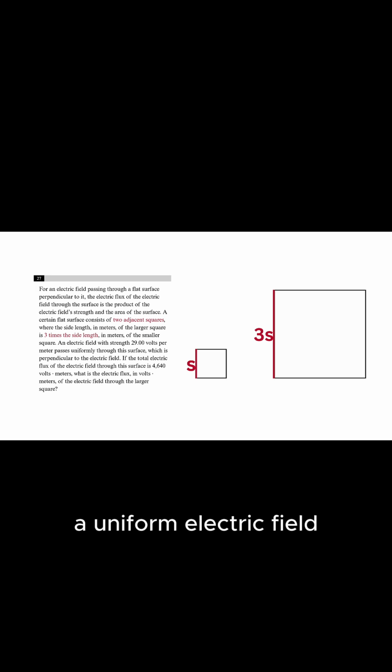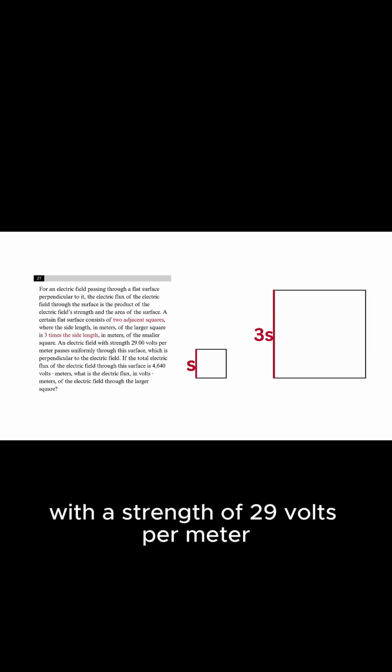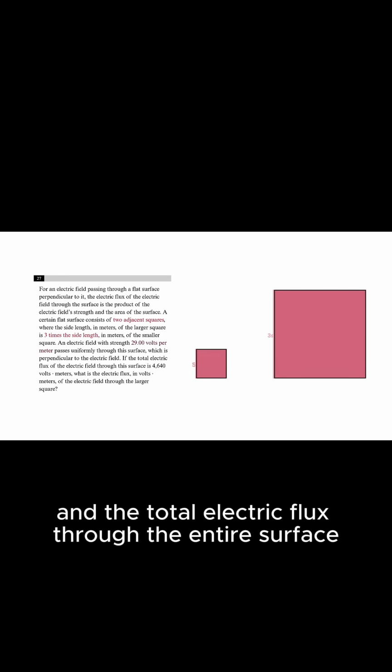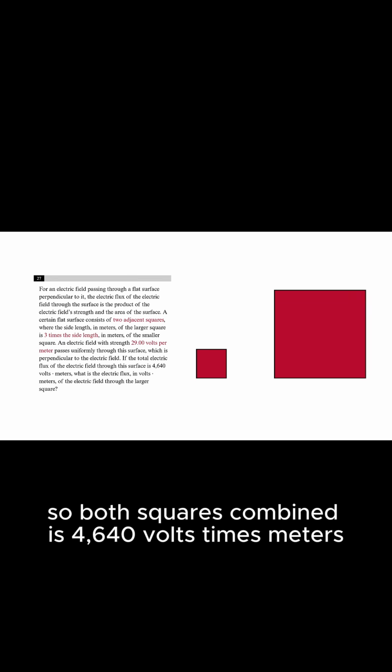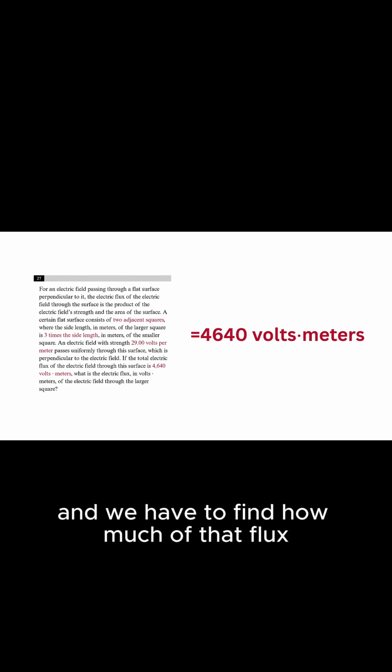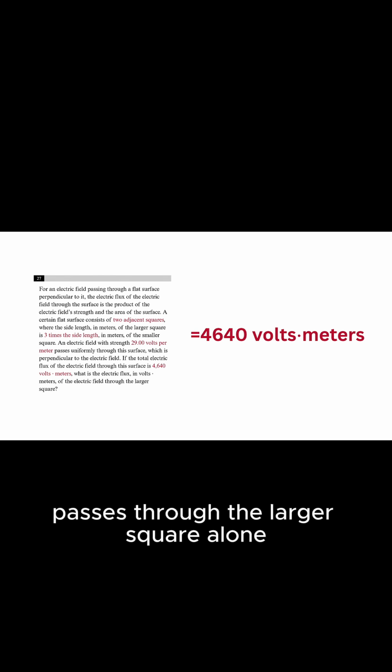A uniform electric field with a strength of 29 volts per meter passes straight through both squares, and the total electric flux through the entire surface, so both squares combined, is 4,640 volts times meters. And we have to find how much of that flux passes through the larger square alone.